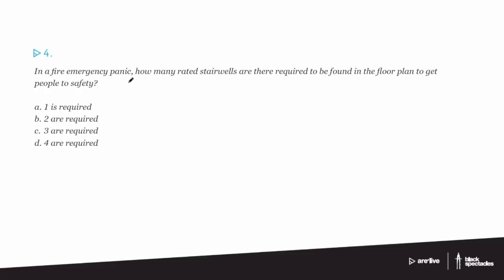Good. Number 4. In a fire emergency panic, how many rated stairwells are required to be found in the floor plan to get people to safety? So this is a big enough building. It's 40,000 square feet, 10,000 square feet per floor. If you have a reasonably sized building and it's fully sprinklered, you can sometimes get away with a single stair exit, especially for one floor above grade. This is a 4-story building, 10,000 square feet per floor. You're going to need 2 stairs. There's really no question. The only question is whether we need a 3rd stair. It's not so big that we're going to need a 4th stair.